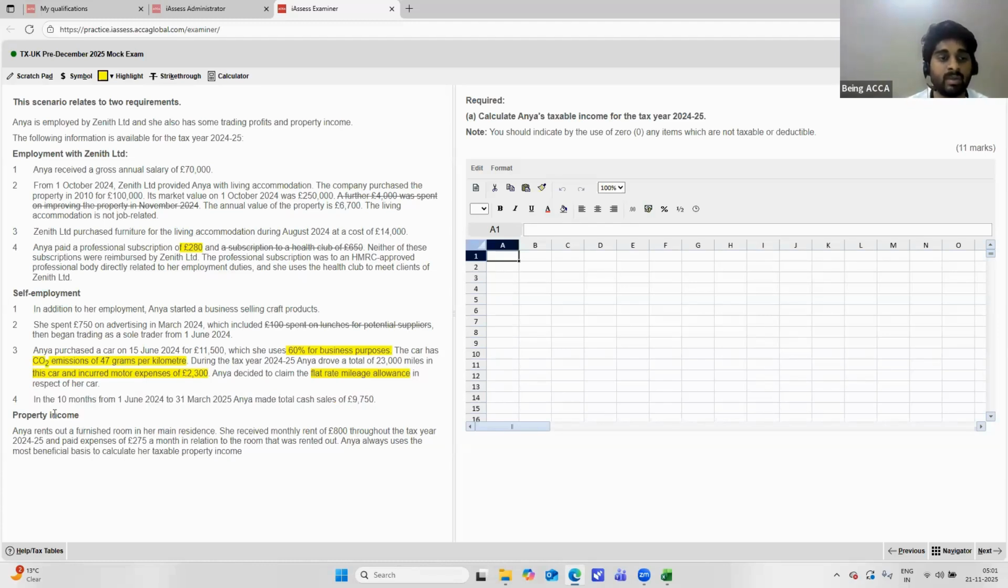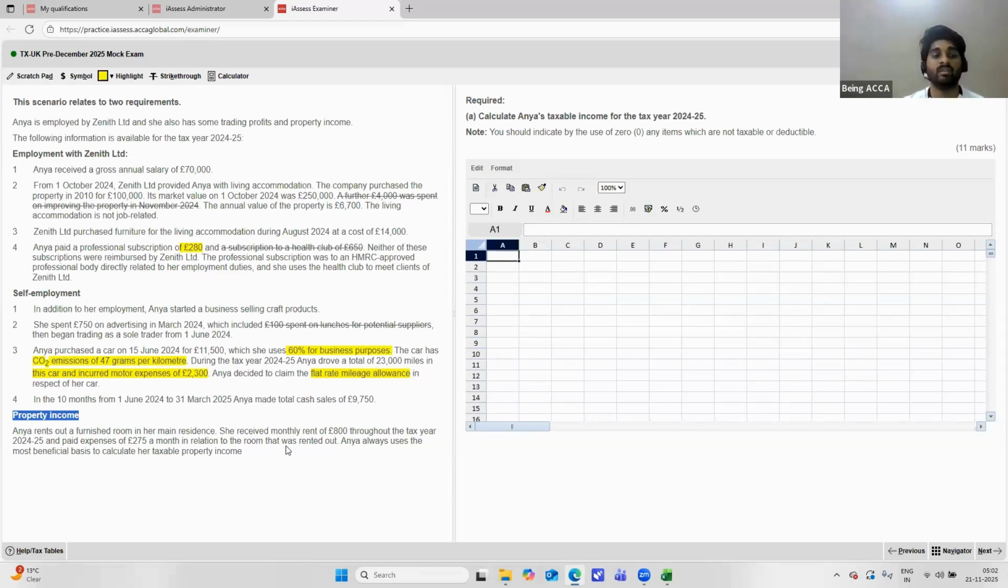All right, next and the third part is property income. So here we have three types of incomes: one is employment income, one is income from self-employment, and the third is property income that is being tested over here. In property income, Anya rents out a furnished room in her main residence, so rent a room relief would be available. She received monthly rent of 800 throughout the tax year 24-25 and paid expenses of 275 a month in relation to the room that was rented out.